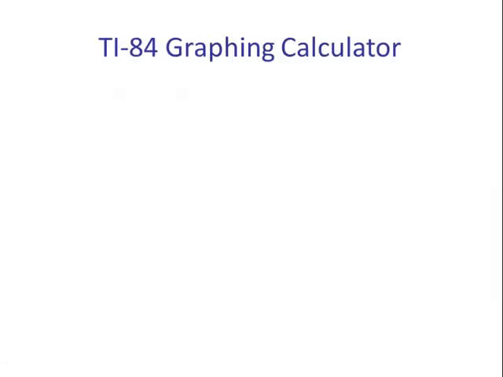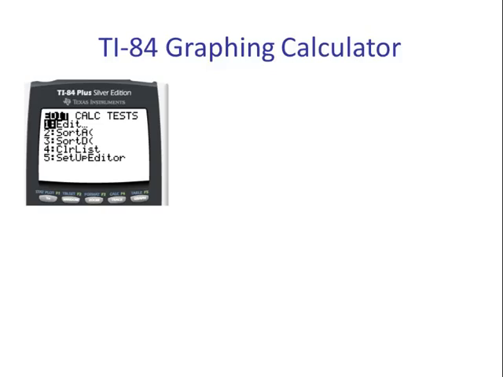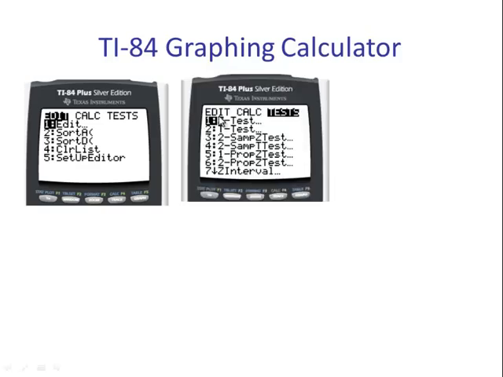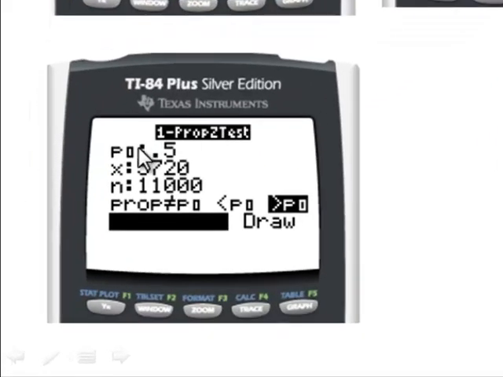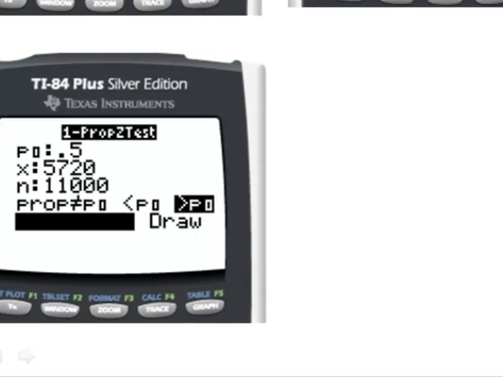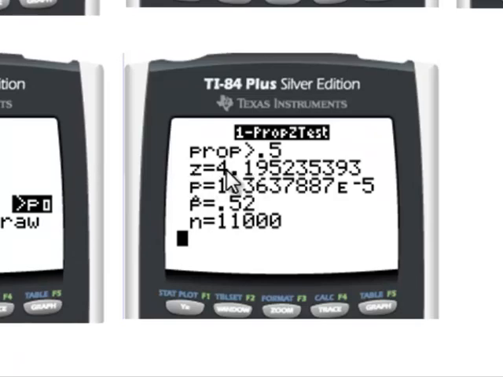Using the TI graphing calculator, we go to Stat, then we move from Edit to Test. Number 5 is one proportion z-test. We type in the null, 0.5, X, N, we choose greater than, and we hit Calculate. The calculator gives us the z score, the test statistic, 4.20 rounded off, and then here's the p-value.